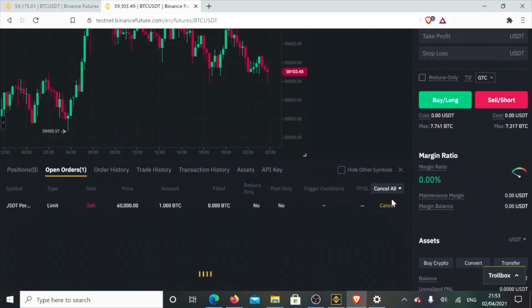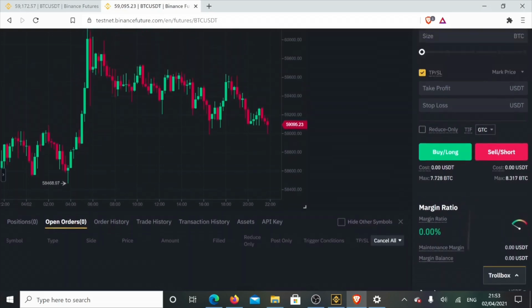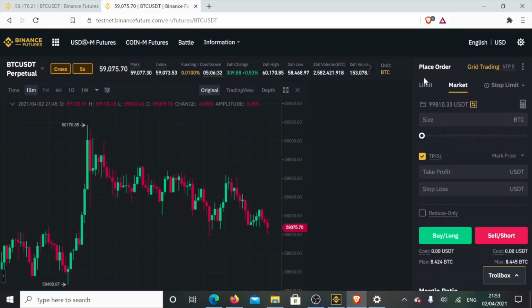Okay, now let's go to the next order. Let's go to the next type of order, which is the market order. Market order is very different from the limit order. It means you are picking the best market price at this time. Okay, you're not waiting for the price to change. It's the best price right now.